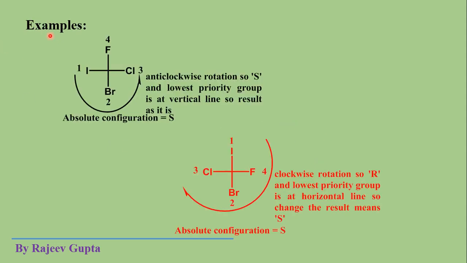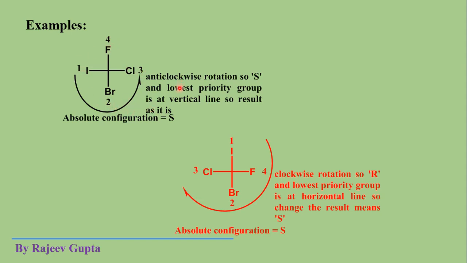Now see the example, this molecule where all four groups are single atoms: iodine, bromine, chlorine, fluorine. According to the CIP priority rule, first number will be given to iodine, then second number bromine, third number chlorine, and fourth number fluorine, according to their atomic number.